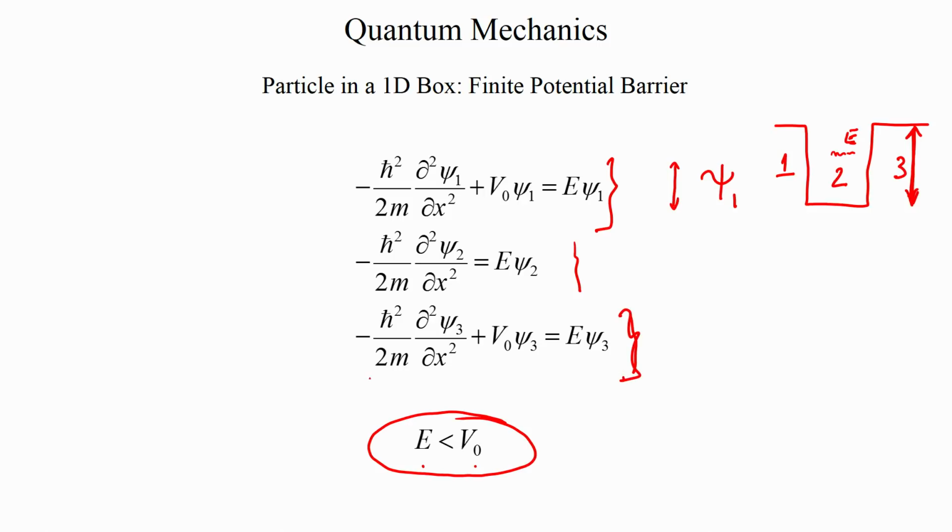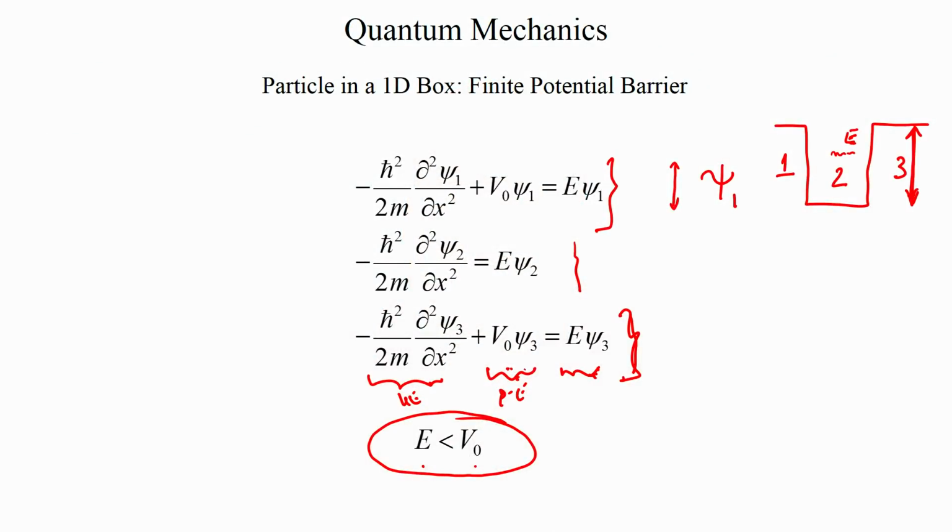So, what we are saying is this is the kinetic energy, this is the potential energy, and the sum of the kinetic energy and potential energy is equal to the total energy, and that total energy term is less than V naught, which means the total energy is less than the potential energy. Now, that sounds a bit odd, but it is one of the main features of quantum mechanics.